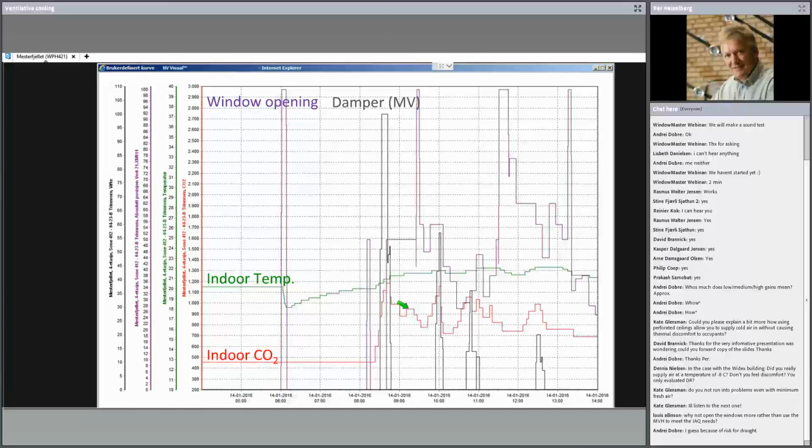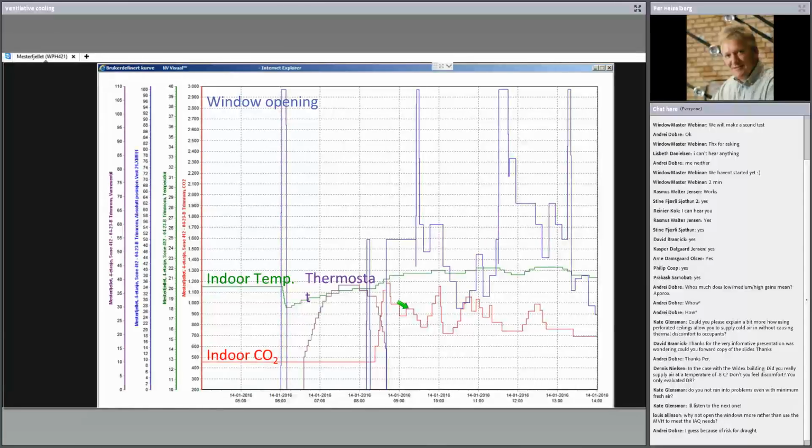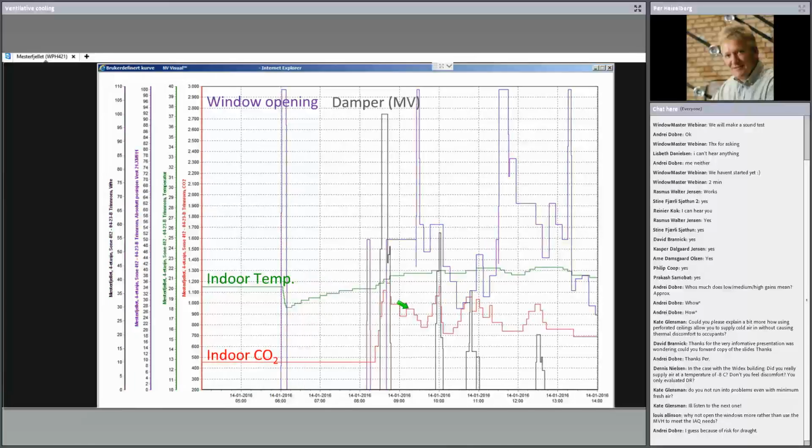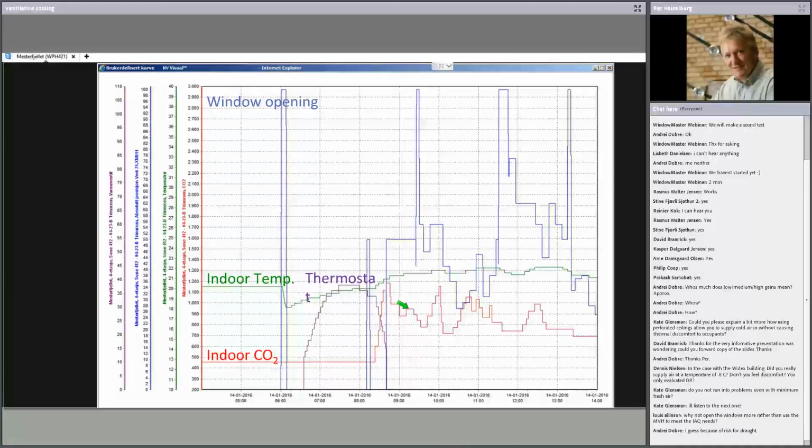You could say that actually we could open the windows much more. In here, we only open the windows around 60%. We could open it fully, 100%, but again, it's a balance. As Andre pointed out, we should not cause too much risk of draft, because we should still be in a zone where people do not feel too drafty, even though this is just a test.